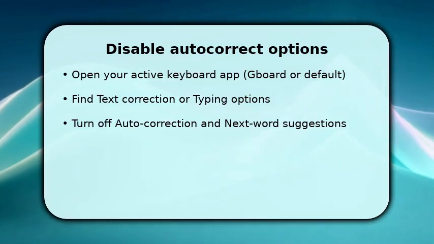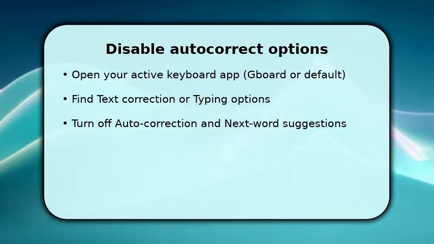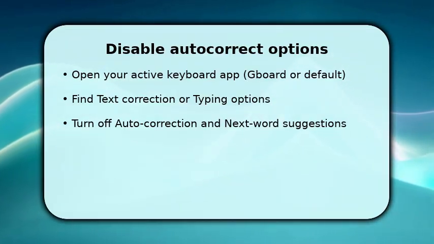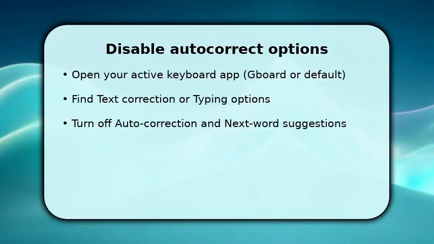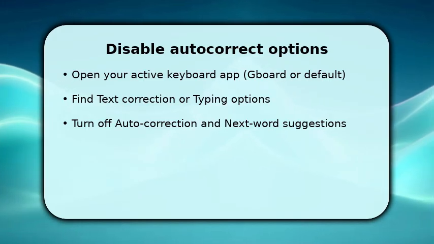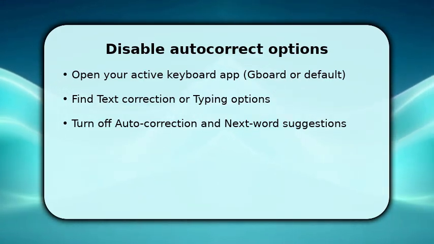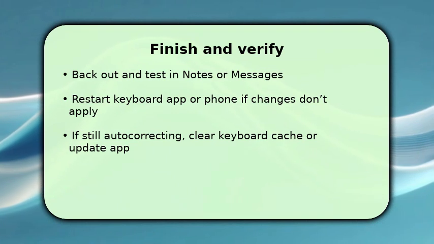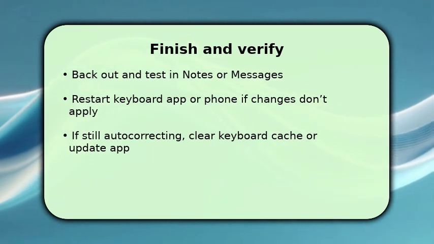If you see a personal dictionary or learned words section, you can edit or delete entries. This prevents frequent wrong replacements. Once you adjust these options, the keyboard will stop altering words automatically while you finish by backing out of settings and testing typing in notes or messages to confirm autocorrect is disabled.